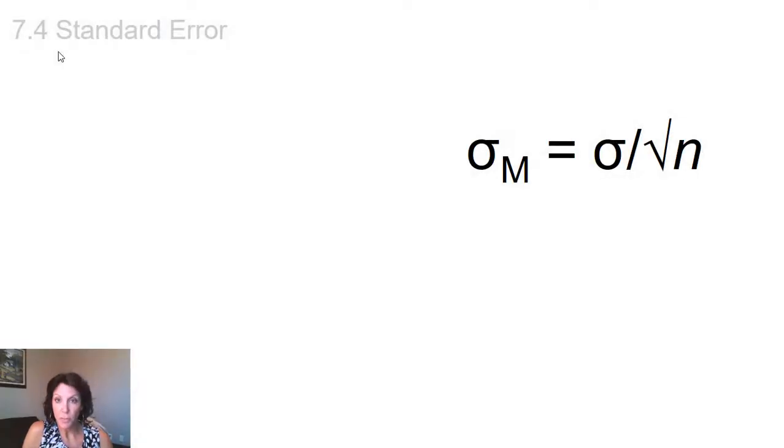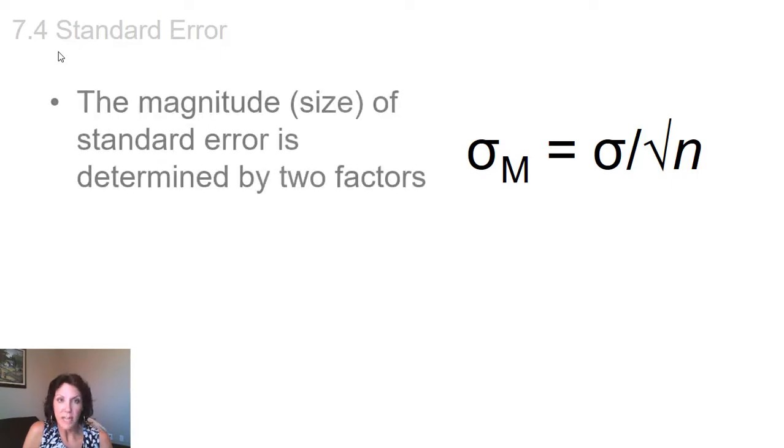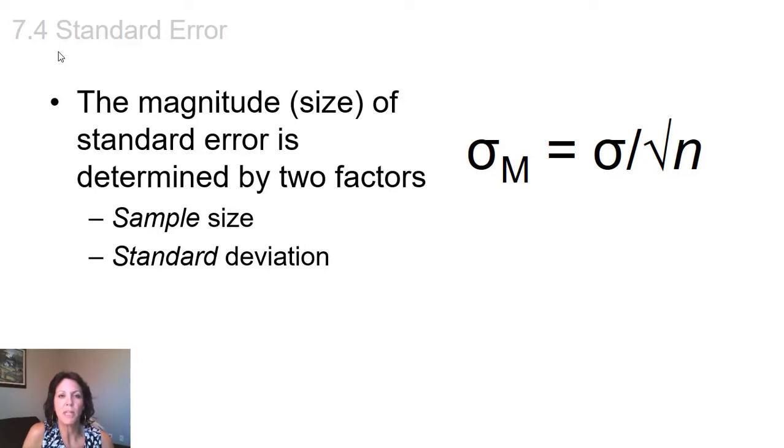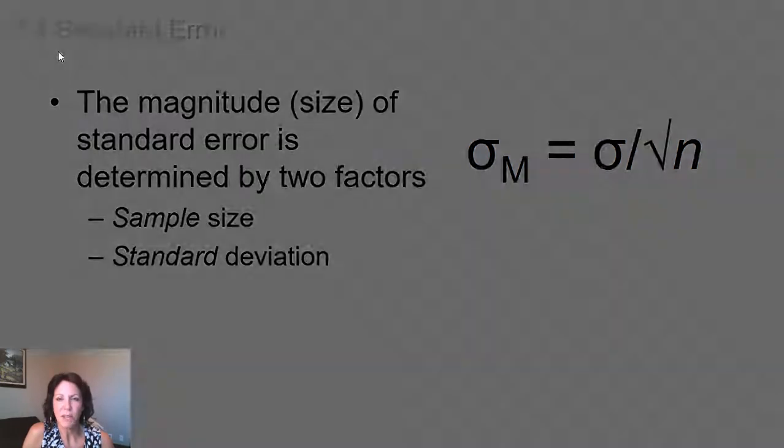So we have a new formula for standard error. Here it is. It's basically the population standard deviation divided by the square root of n. So it's determined by two factors. Sample size is in the denominator, the square root of n, and in the numerator is the standard deviation of the population. The relationship between these two things determines the standard error.